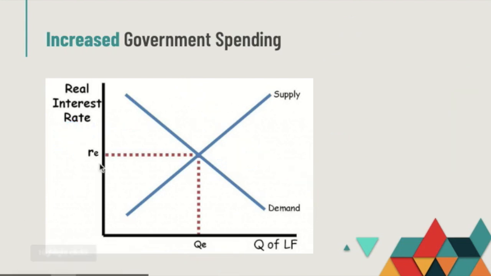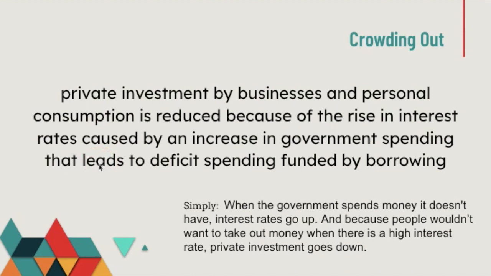To give a definition, crowding out is when private investment by businesses and personal consumption is reduced because of a rise in interest rates caused by an increase in government spending that leads to deficit spending funded by borrowing. This simply means when the government spends money it doesn't have, interest rates are going to go up. And because people wouldn't want to take out money when there's a high interest rate, private investment is going to go down. So basically, the government spending is crowding out private investment. And that's how you can remember the name.